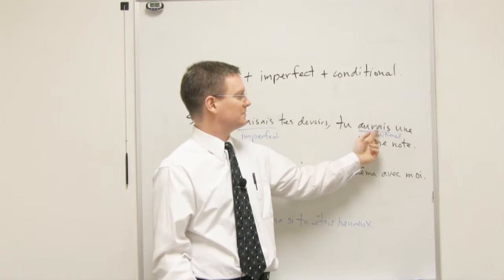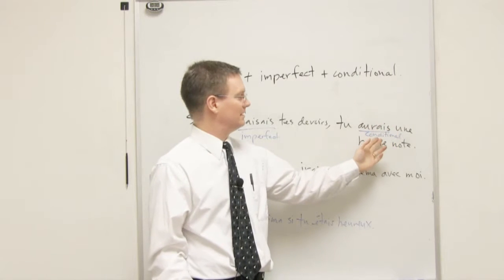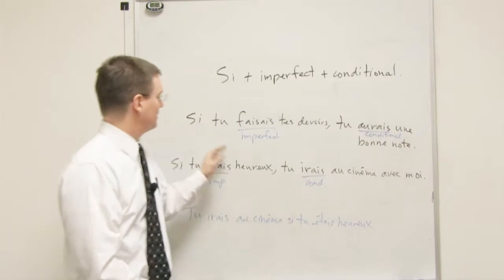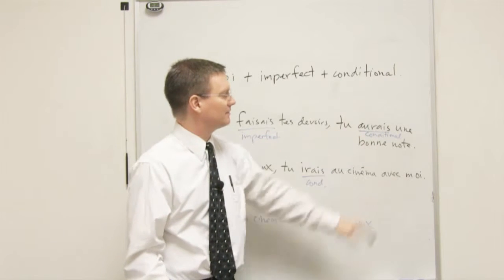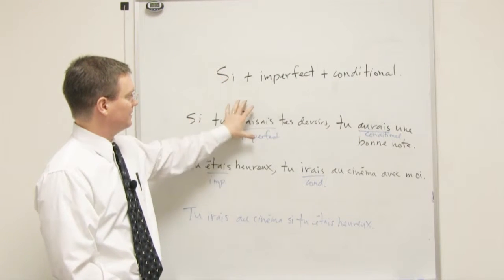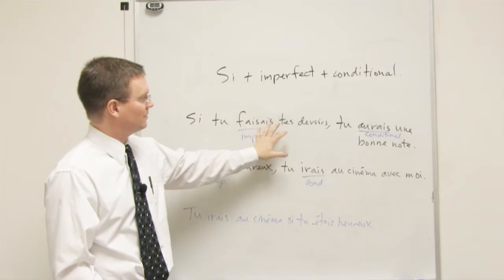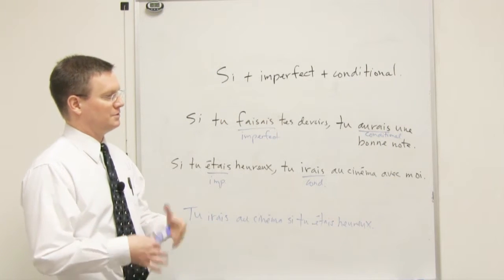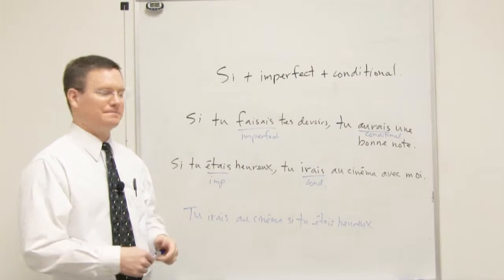Notice again, this is a conditional, it's the would tense, you would have. Here's the verb avoir, to have. You would have a good grade. If you did your homework, you would have a good grade. And again, we had this idea of the imperfect. If you were to do your homework, you would have a good grade. It's kind of this idea of if you were to go, then that would be a good thing.